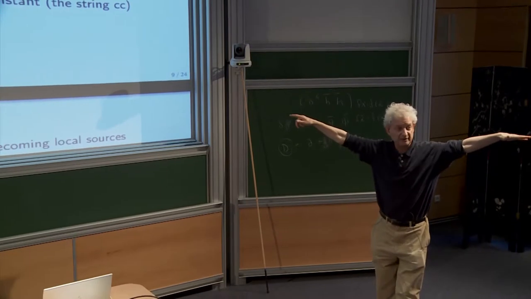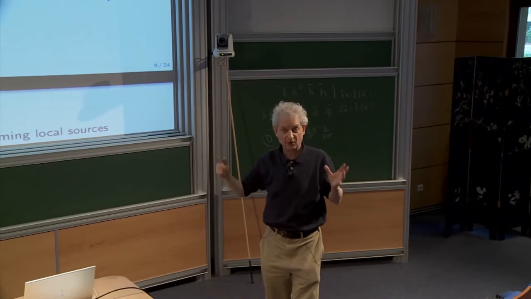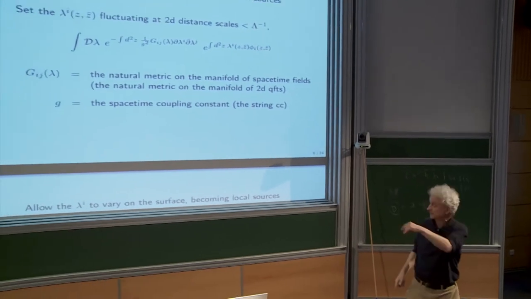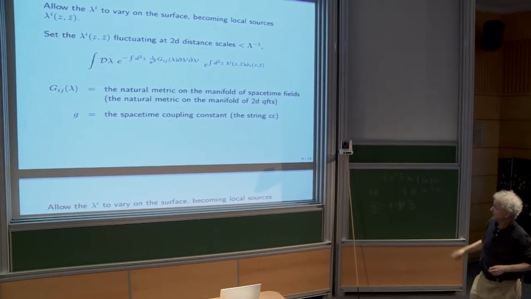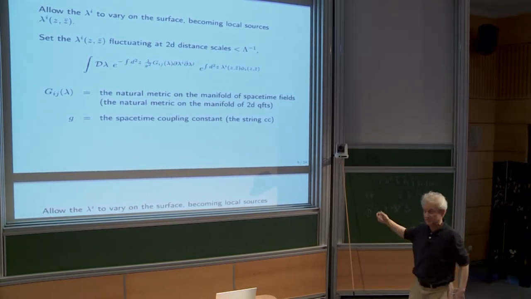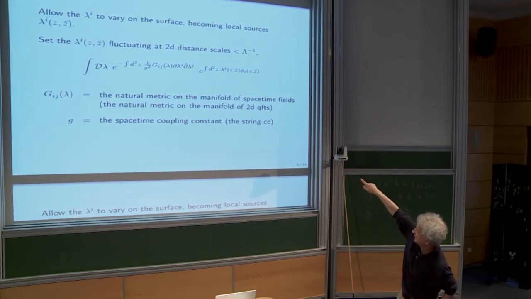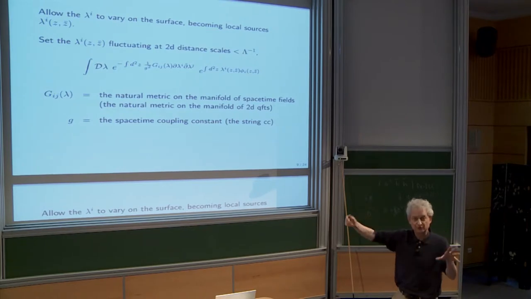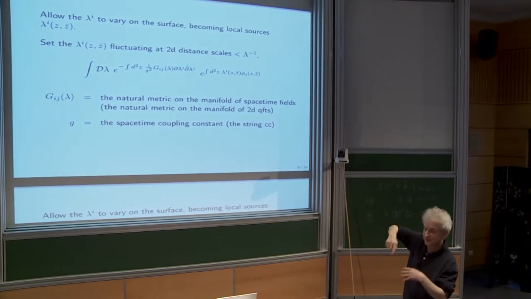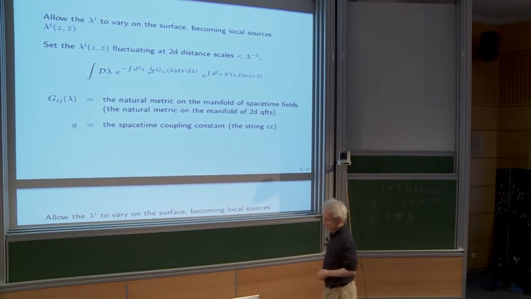which, in the limit where the target manifold is big, is the natural metric on the space of 2D quantum field theories, as Sasha Zamolodchikov defined. And then little g would be the coupling constant in space-time, the string coupling constant. So here on the right, we have the coupling of the sources to the local two-dimensional fields. And then in the middle there, we have the exponential of the action of this meta nonlinear model.